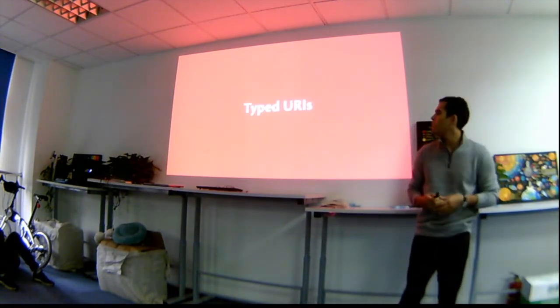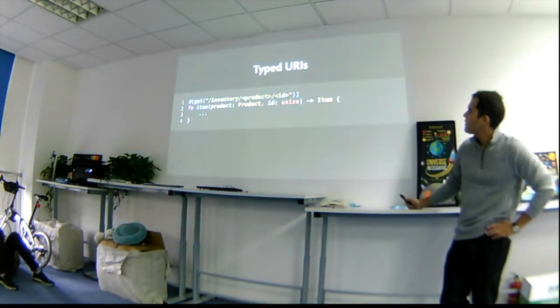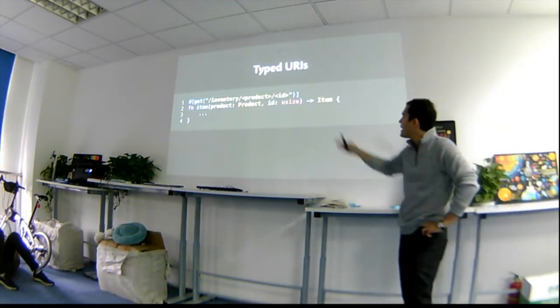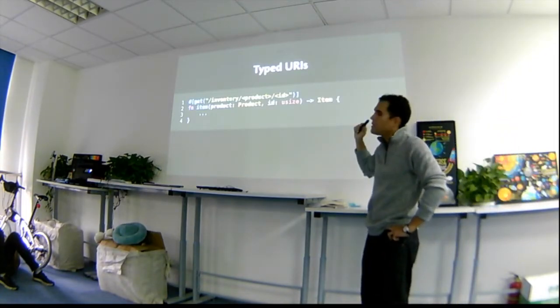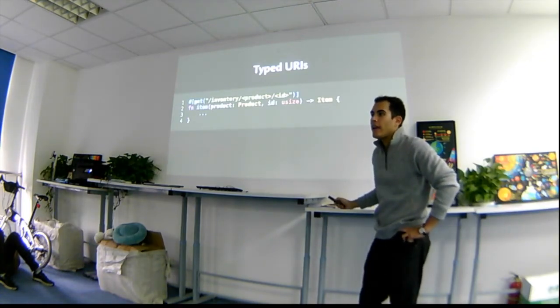Typed URIs are a new feature in Rocket that, for example, say you have this route here, right? So you have this route, and it has two dynamic path segments. One's called product, and one's called ID. And you wanted to generate a URL to this thing.